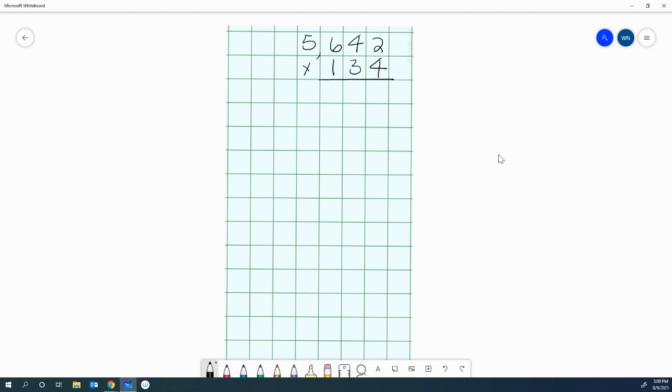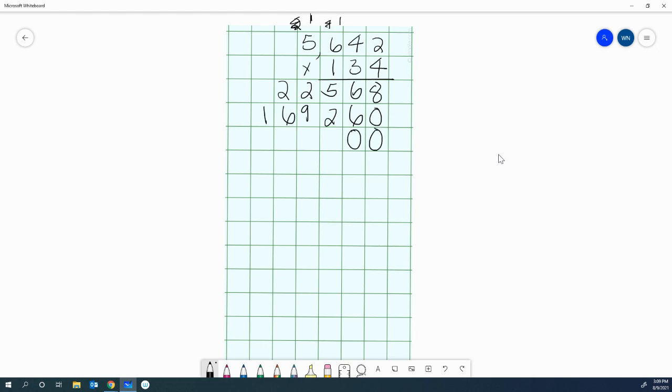All right, let's start here. 4 times 2 is 8. 4 times 4 is 16. 4 times 6 is 24, plus 1 is 25. 4 times 5 is 20, plus 2 is 22. Add your 0. 3 times 2 is 6. 3 times, let's cross these out. 3 times 4 is 12. 3 times 6 is 18, plus 1 is 19. 3 times 5 is 15, plus 1 is 16.